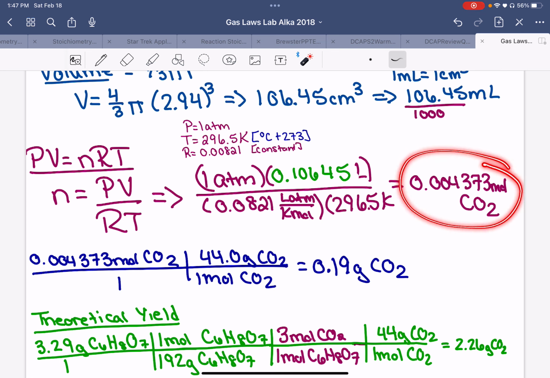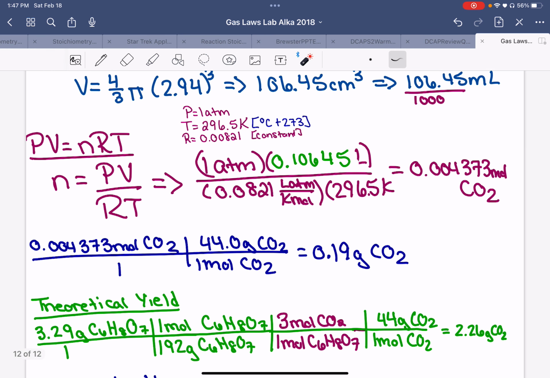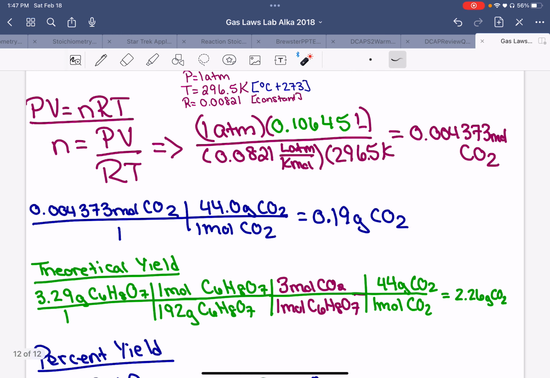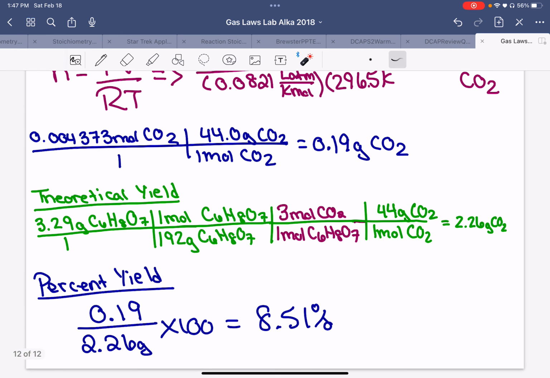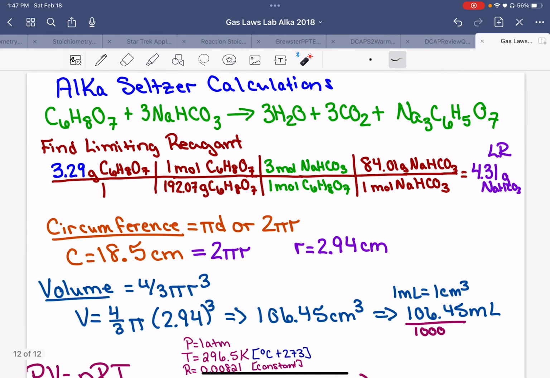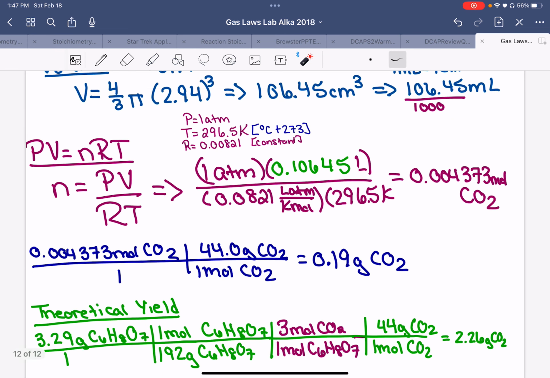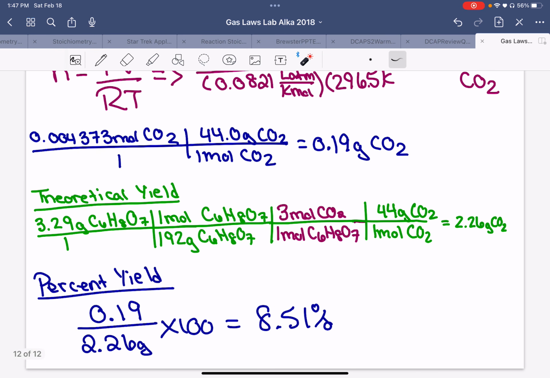Once I have that, I'm going to apply that number. That number is the amount of carbon dioxide. Now, moles mean nothing to us, so we're going to convert them over to grams using 44.0, and I get 0.19 grams. Now, this is where my error occurs because the theoretical yield should be done not with citric acid, but with the sodium bicarbonate. And that's where we'd fix that right here. So make sure you do yours with that.